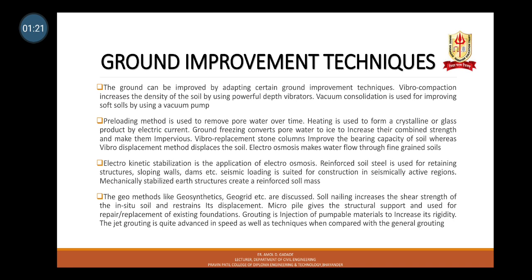Soil nailing increases the shear strength of in situ soil and restrains its displacement. Micropile gives structural support and is used for repair and replacement of existing foundation. Grouting is injection of pumpable material to increase its rigidity. Jet grouting is quite advanced in speed as well as technique when compared with general grouting.